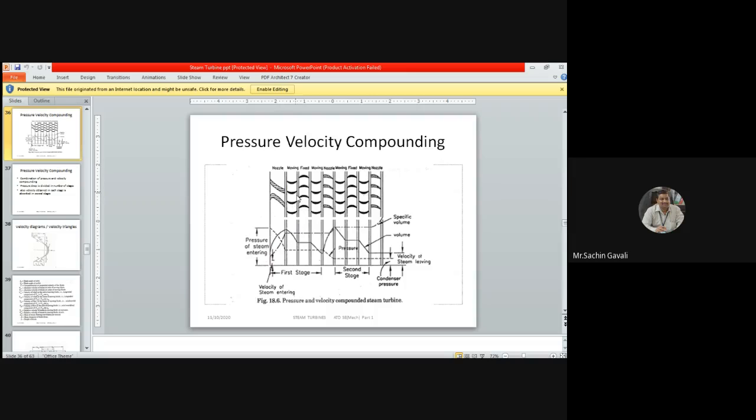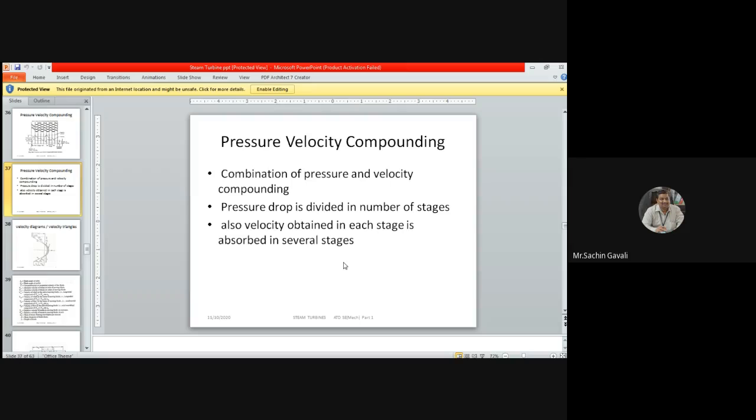So what will happen in the moving blade and fixed blade is that the velocity of the steam continuously decreases, and throughout the nozzle the pressure continuously decreases. Where the fixed blades or nozzles are, pressure goes on decreasing, and throughout the moving blade the velocity goes on decreasing. During the stages, pressure as well as velocity is absorbed. That type of method is called pressure velocity compounding.